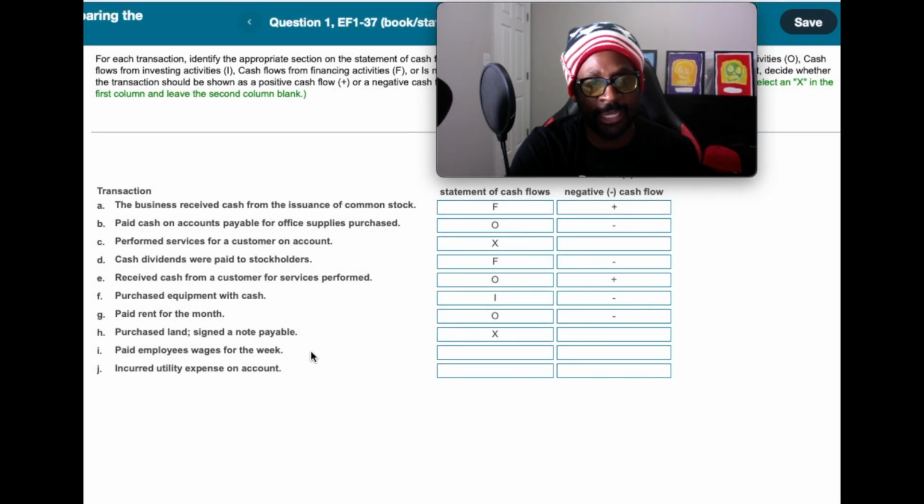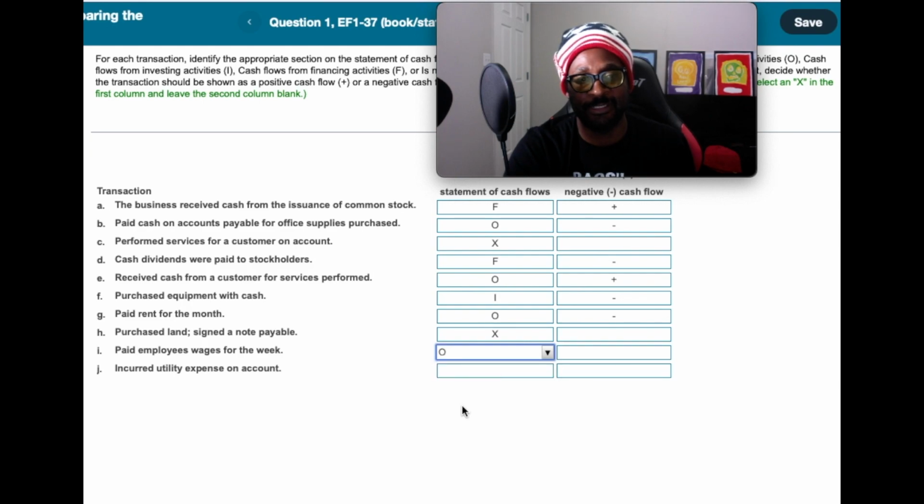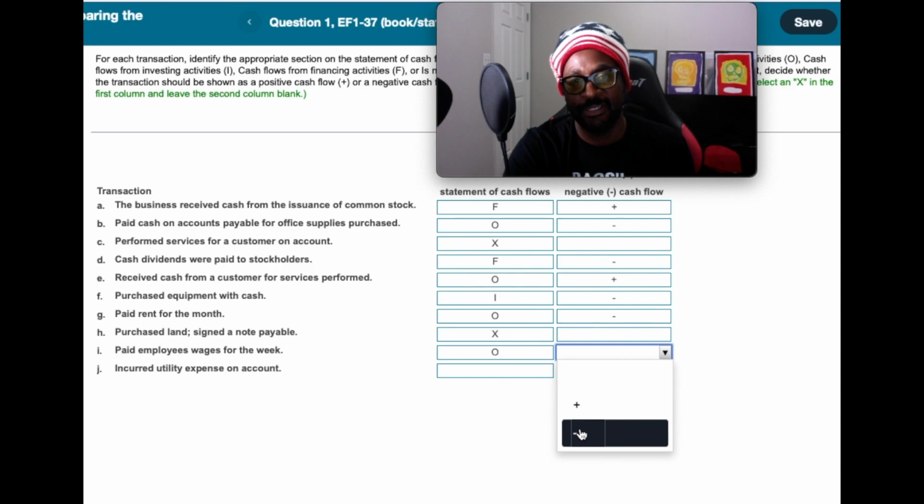Next, pay employees wages for the week. Keyword, paid wages. The fact that it's wages dictates that it's an expense, gang. And we know that if it's an expense, it affects income. And if it affects income, it must be an operating activity. And since we paid, we must record it as a negative cash flow.